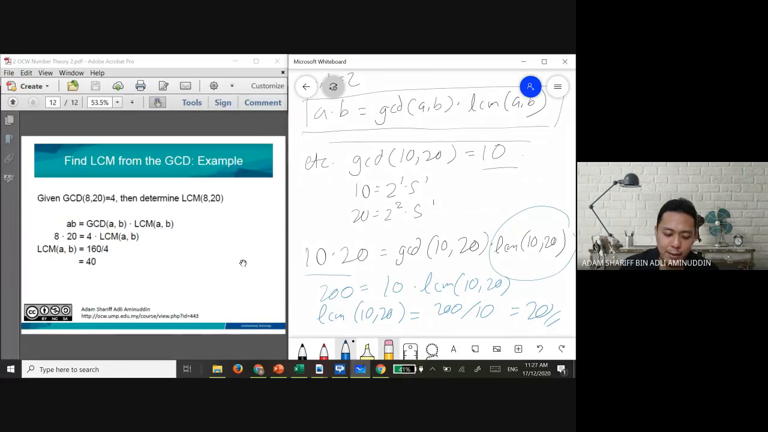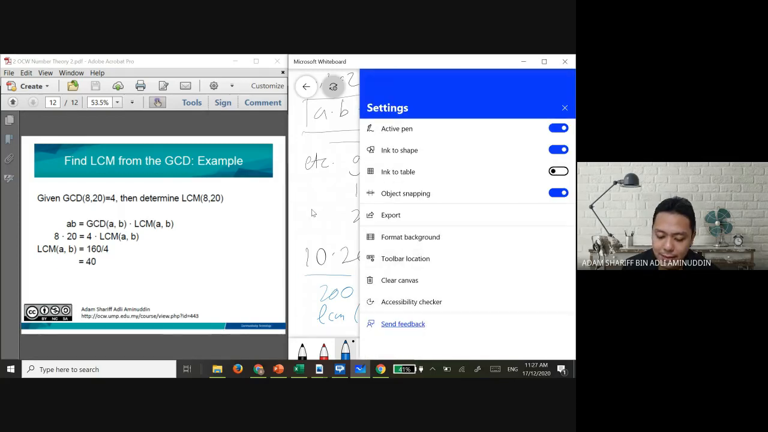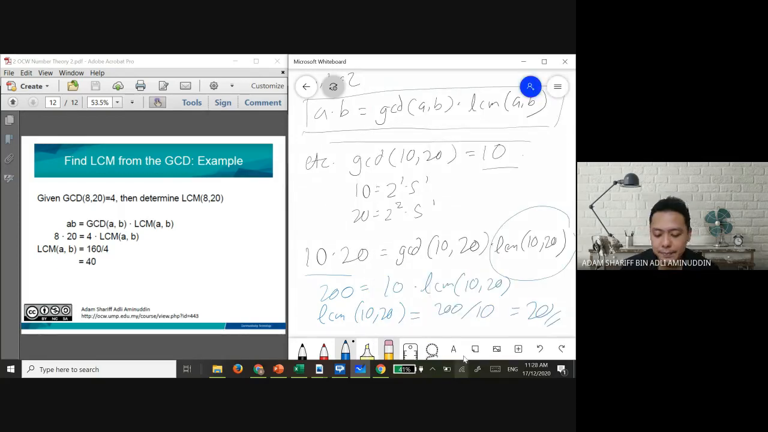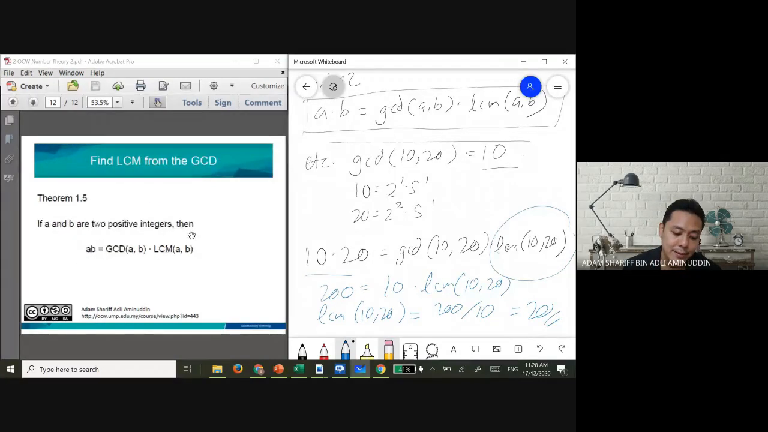As example more here, kalau kita tahu GCD 8 dan 20 ialah 4, kita boleh tahu LCM 8 dan 20 dengan cepat. But you don't need to use prime factorization. This is just a mathematical fact. The product between any two integers is equivalent to its GCD times its LCM. Itu pengetahuan dia.